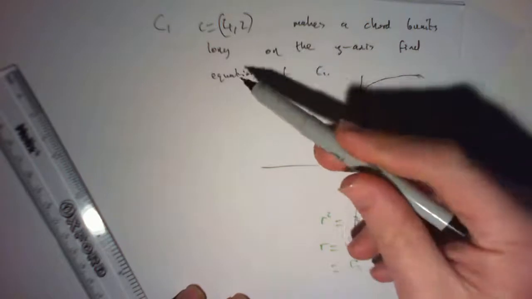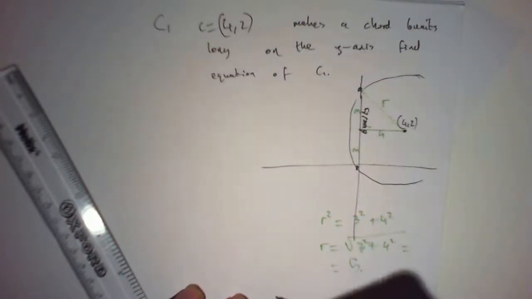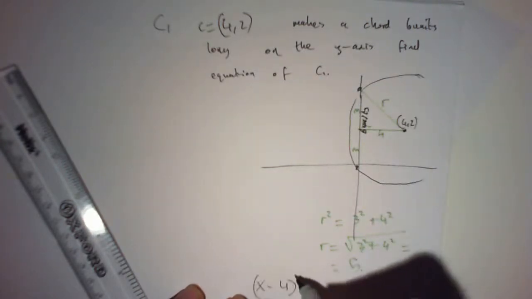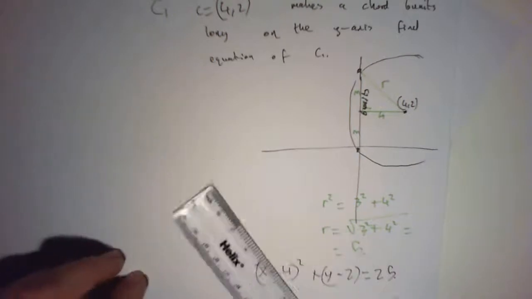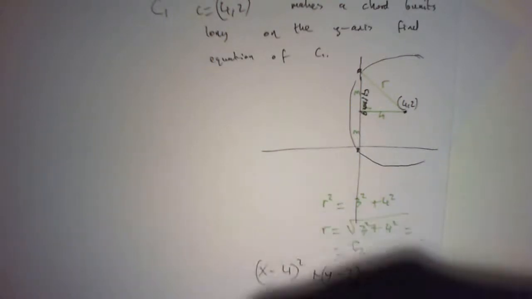What do we got? (x minus 4) squared plus (y minus 2) squared is equal to 25. Now, isn't that a nice one? That's a nice little one.